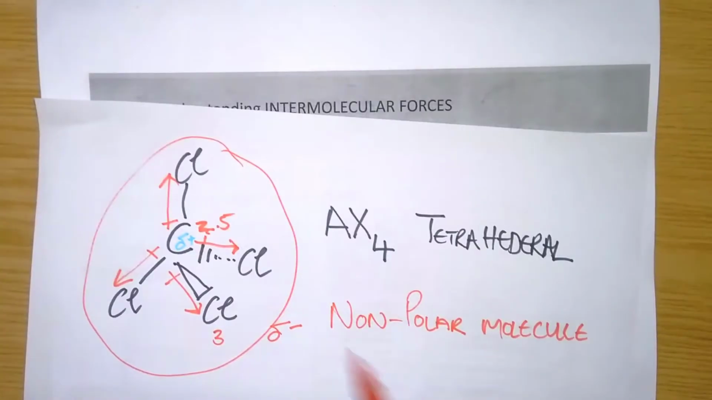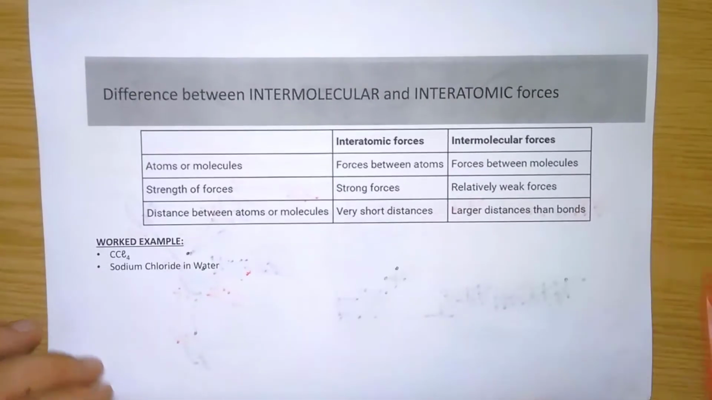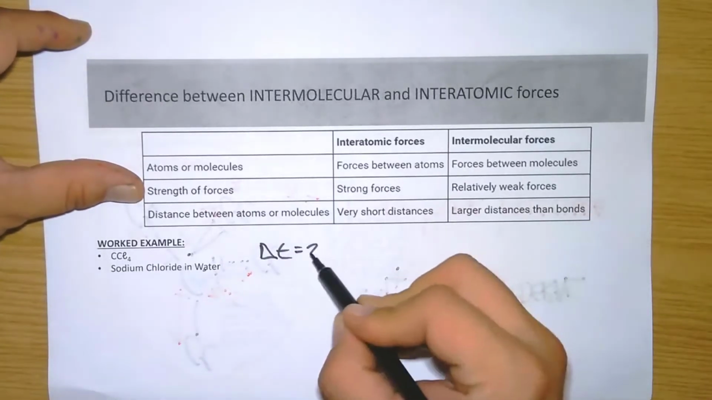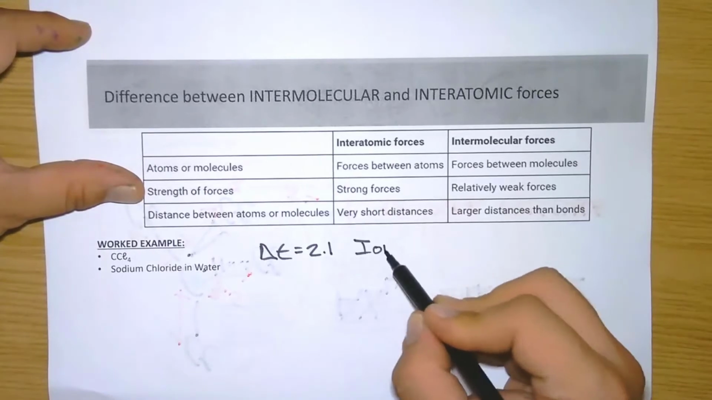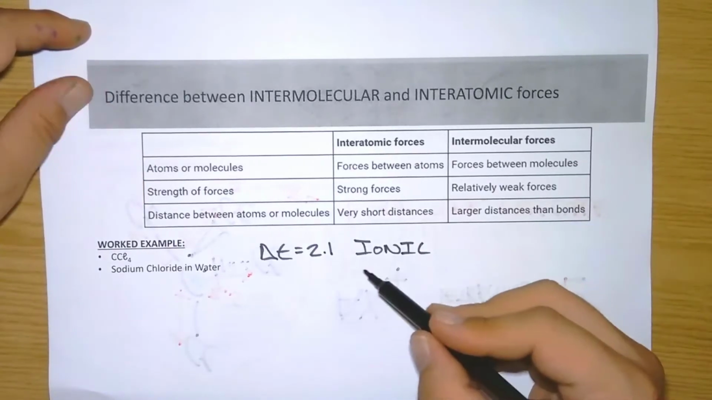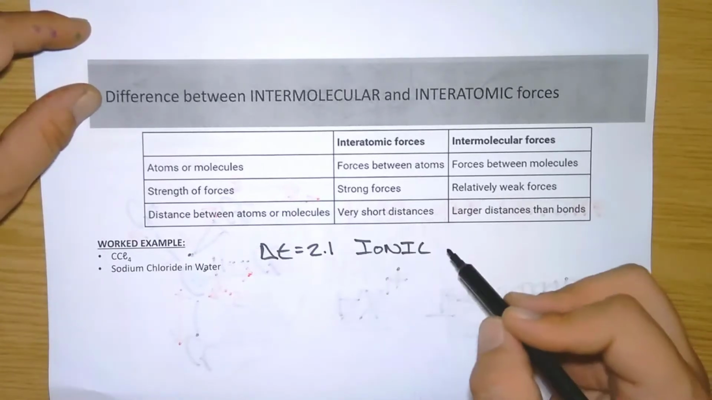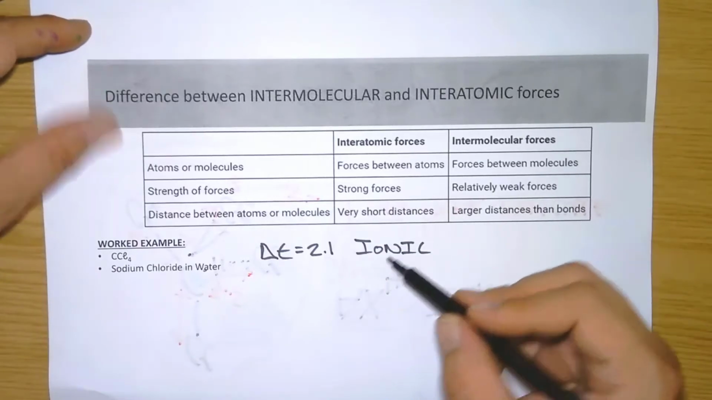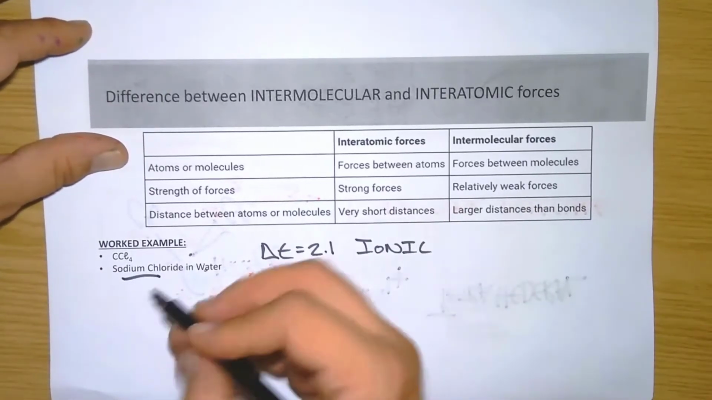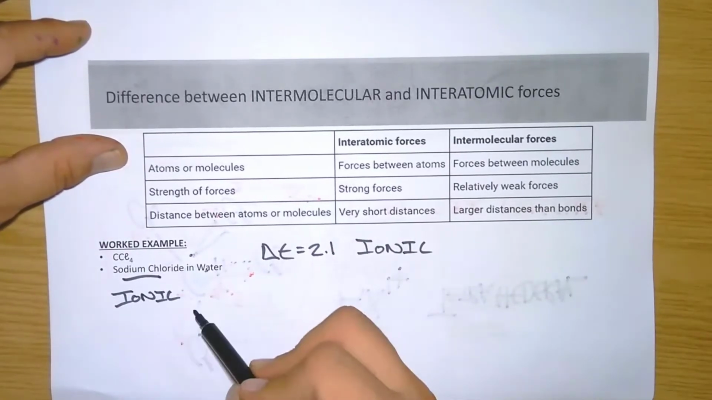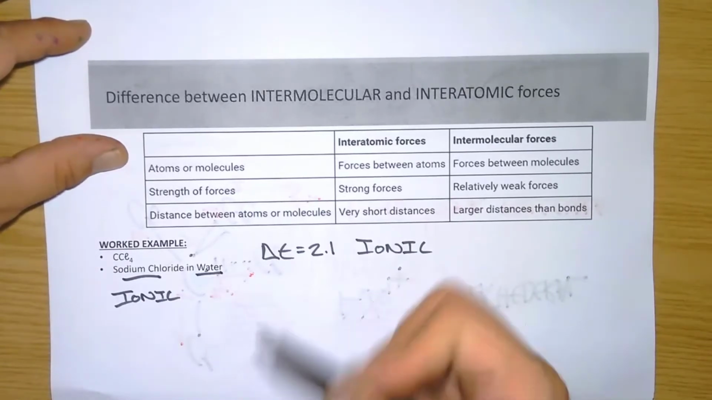Okay. If we then go on, they tell us sodium chloride in water. Now, what you need to remember is when we calculate our electronegativity differences, anything with a difference in electronegativity greater than 2.1 is ionic. And then we have that exception to the rule that if it's a group 1 or 2 element bonded to a group 7 element, it always forms an ionic bond. So that means in this case, our sodium chloride is ionic. And because it's ionic, we know it's going to be forming ions, and we know the water molecule is polar.